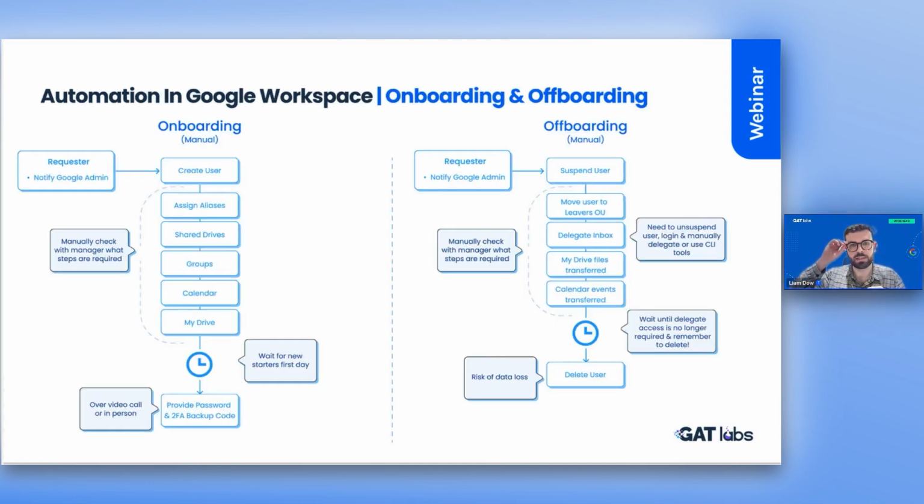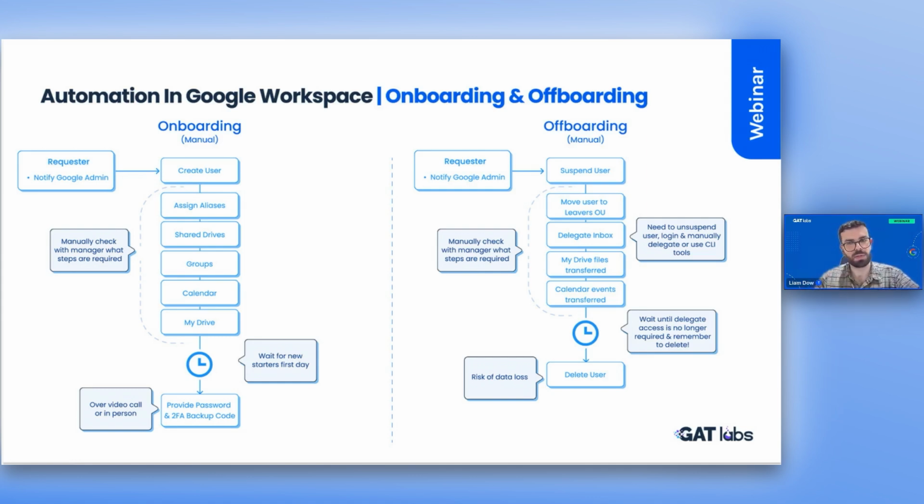Now, this slide is just an example of a manual process for user onboarding and offboarding. I'm sure you're doing something different in your organization. It really does vary business to business how you might handle this process. So this is just an example of a typical business and how they might handle this from a manual perspective. So on the onboarding front, the requester asks a Google admin to create a new user for them. It could be HR, it could be a line manager, and that admin will create a user.